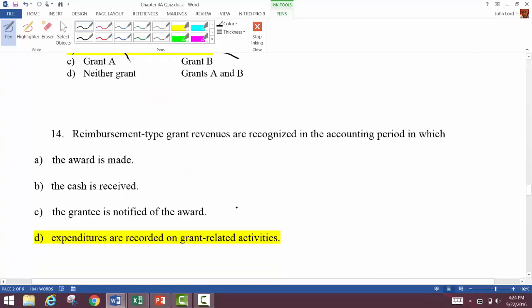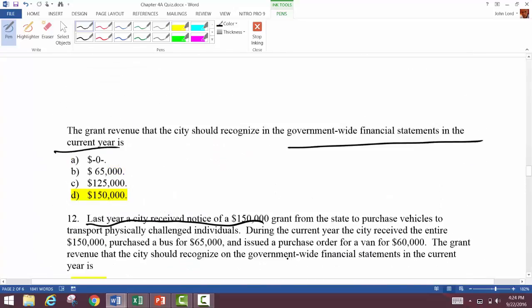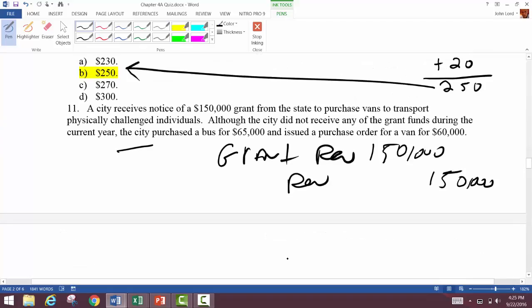Okay. Reimbursement type grant is recognized in the accounting period in which what? The expenditures are made. Go back to that example of these buses or whatever that we were buying. How much was it? 60 and 65,000.